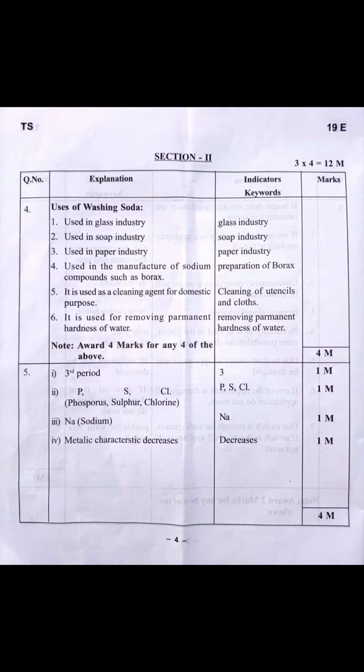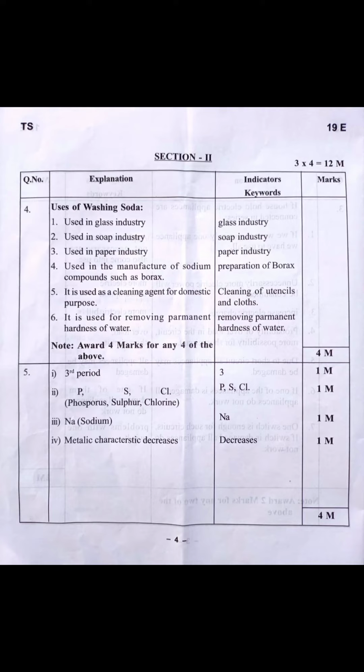So you should be perfect in all the uses. You have uses in this chapter, no? You should be perfect in baking soda, washing soda, whatever it may be, plaster of Paris. All you have to learn. 1 use definitely you will get in the exam. Uses in the glass industry, soap industry, paper industry, preparation of borax. It is used for removing permanent hardness of water. Award 4 marks for any 4 of the above. 4 you have to write in this. You will get 4 marks for this.